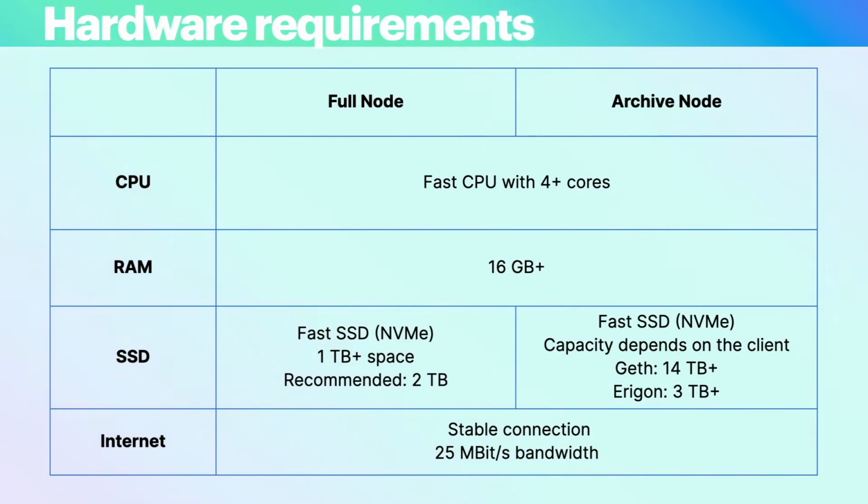And for the archive node, it's at least 3 if you decide to use Erigon, but could be as much as 14 and more terabytes if you use Geth, for example. And obviously you also need a stable and fast internet connection with at least 25 megabit bandwidth to keep your node online and fast. And now you know the difference between a full node and an archive node, and what a light node does, and what are the requirements for running your own node.